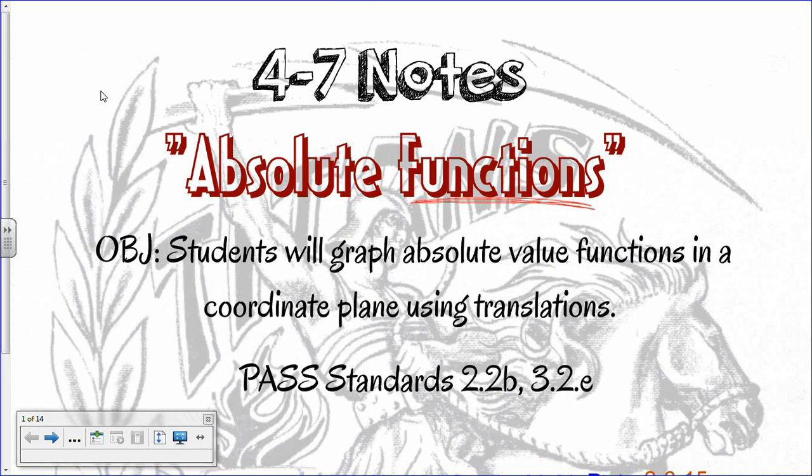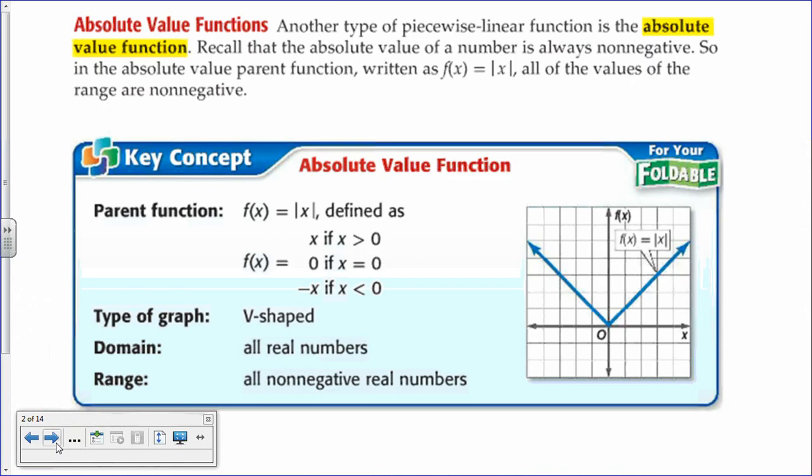All right, did you guys get your objective written down? Okay, what about your past skills? Get those? Okay, good. All right, this is in your notes. Find this, because we're going to be making some notes on this. Absolute value functions is another type of piecewise linear function, is the absolute value function. Recall the absolute value of the number is always what? Non-negative. Basically, that means it's positive. Okay, so an absolute value parent function, written as f of x equals absolute value of x, all of the values of the range are non-negative numbers.